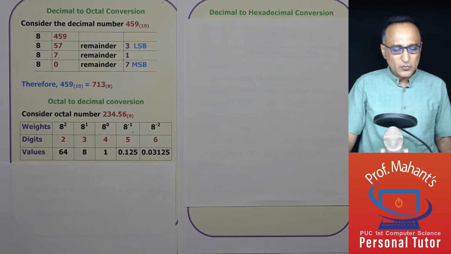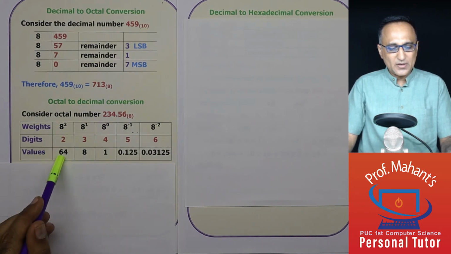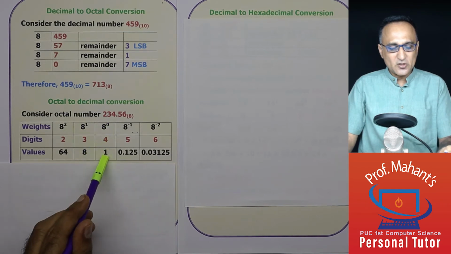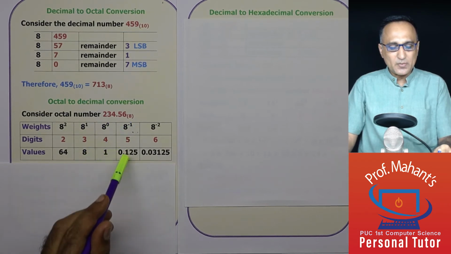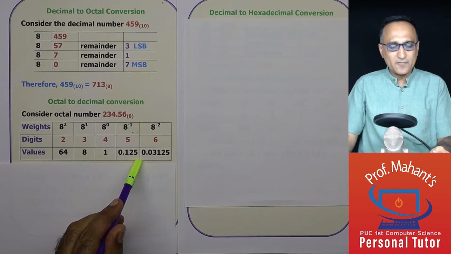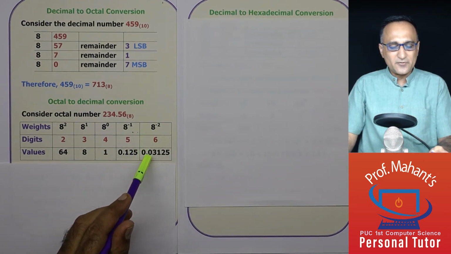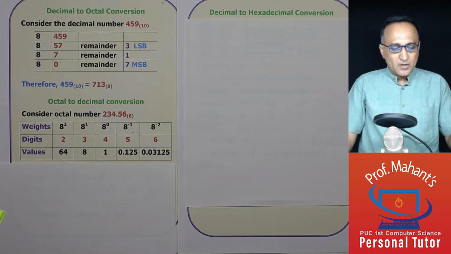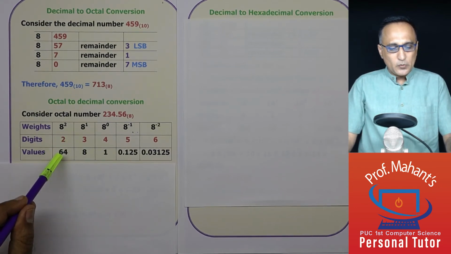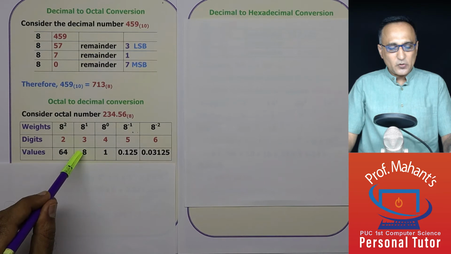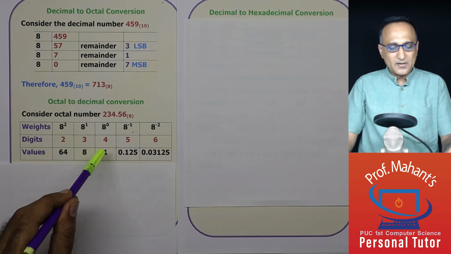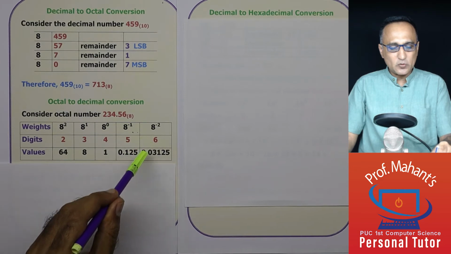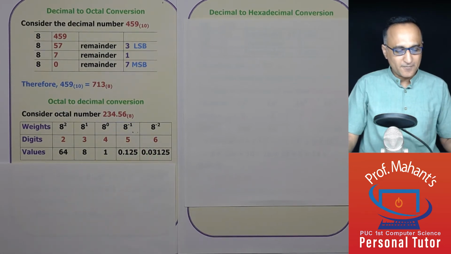Now the weights will give you these values. 8 square is 64, 8 raised to 1 is 8, 8 raised to 0 is 1, 8 raised to minus 1 is 0.125. 1 upon 64 is 0.03125. Now I simply need to multiply 2 into 64 plus 3 into 8 plus 4 into 1 plus 5 into 0.125 plus 6 into 0.03125.